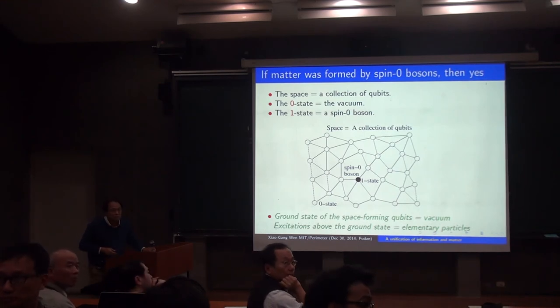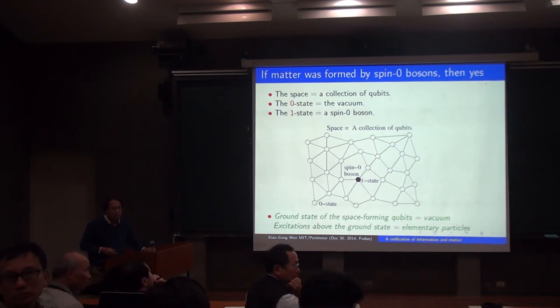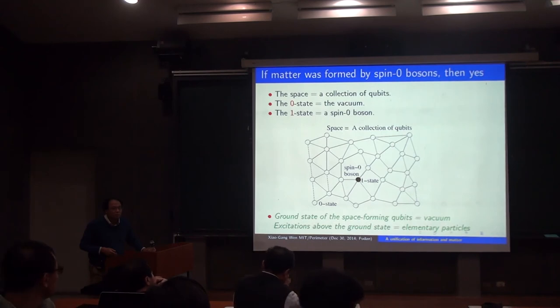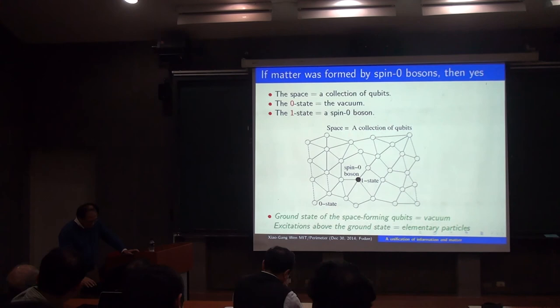I wonder whether the string-net model can predict fundamental phenomena such as asymptotic freedom and confinement in QCD. Asymptotic freedom and confinement in QCD, whether that can be predicted.